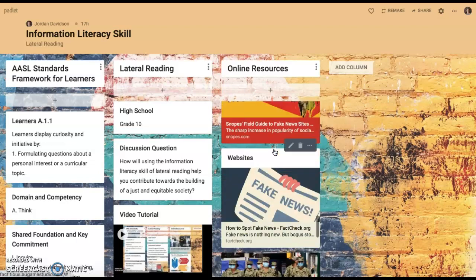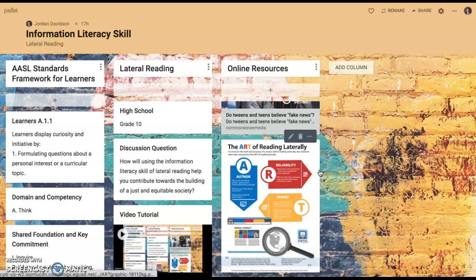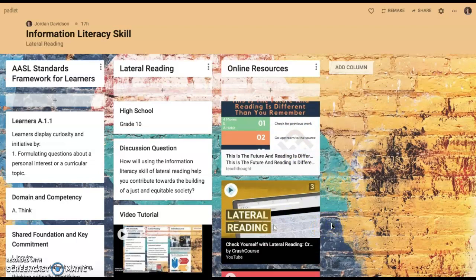Your online resources start by first learning about fake news in this Common Sense Media article, and knowing how to distinguish between fact and fiction. It's extremely important to know the validity of your information, and this article is a good introduction into the world of fake news. The next few resources discuss what lateral reading is, which is the practice of opening new tabs.